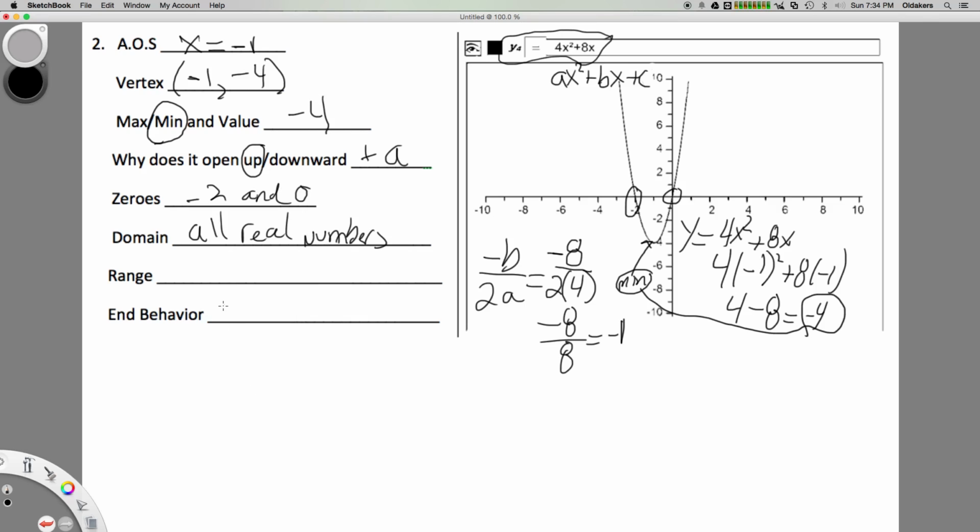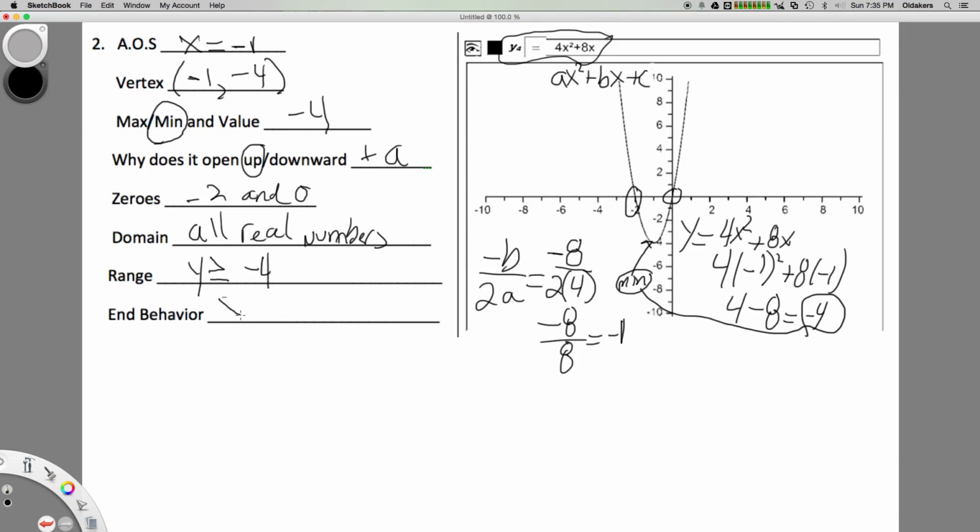The range is tied to the minimum or maximum value. The range, if you remember, is y values, just like domain is x values, which in this case were all real numbers. The range is tied to -4. If we're thinking about values we can get out, we look along this line, we're getting all sorts of values, positive and negative. But are we getting any below -4? Well, no, because the parabola ends. So it's going to be y is greater than or equal to -4. It's greater than or equal to because we can get exactly -4 by plugging in -1. That's our minimum value. So there you go.